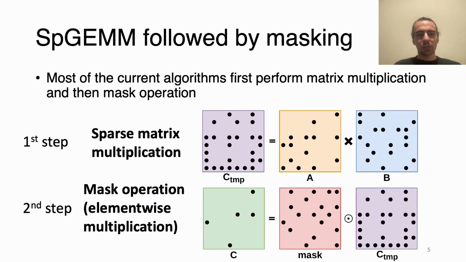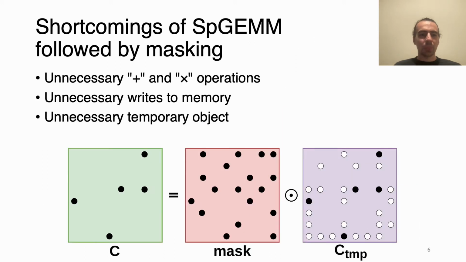So we have seen on the previous slide one way to implement a masked SpGEMM, that is, we first perform sparse matrix multiplication, and then we perform the mask operation, that is element-wise multiplication, as a separate operation. The problem with this approach is that we perform unnecessary arithmetic operations, we perform unnecessary writes to memory, and we have to create an unnecessary temporary object.